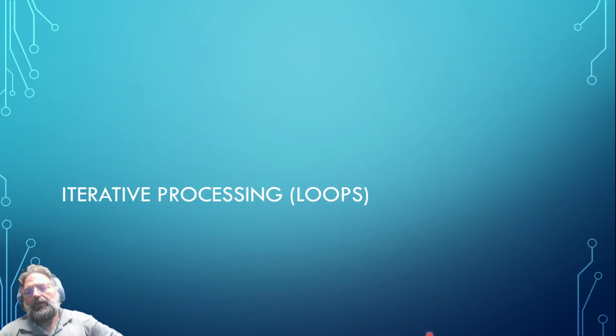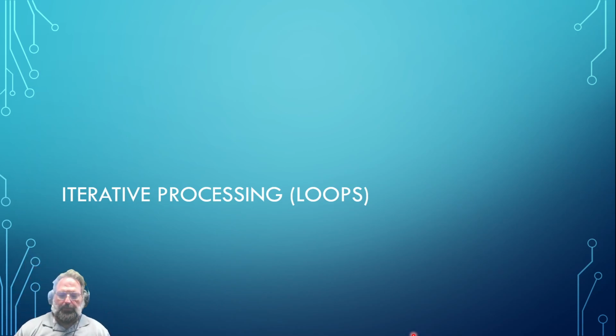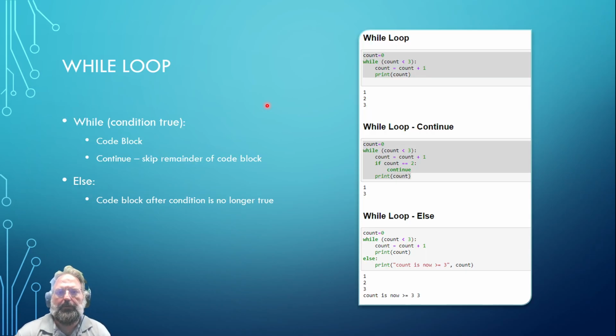Moving on. Iterative processing. So the common things we do with programs is typically control the flow with if else, but also then iterate in some fashion. So typically either with a while loop or the equivalent of a for loop. A while loop is while something is true, keep doing the code inside of a block. If you hit a continue statement, it's a short circuit, take it back up to the while loop.